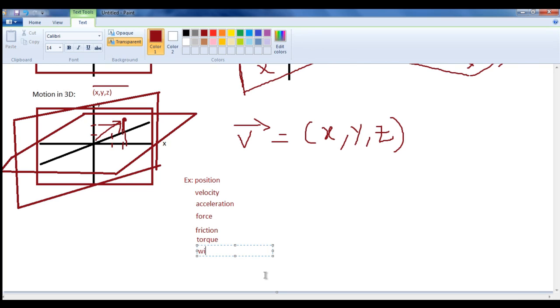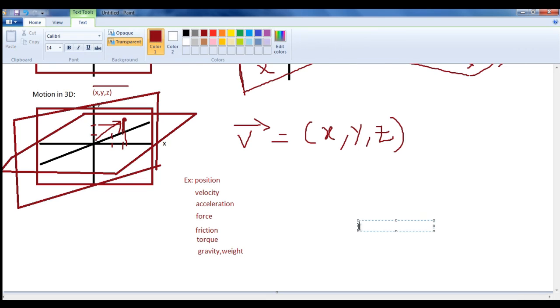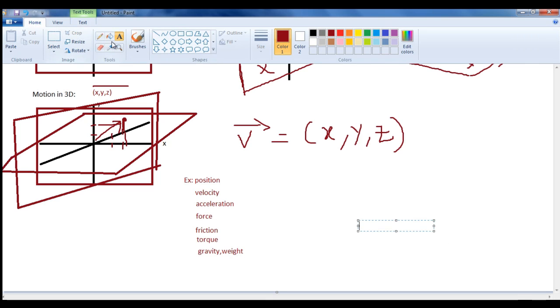Then weight or gravity. Gravity is an acceleration which we represent by using vectors. The weight of the object, that is also a kind of force, we represent by a vector. So these are a few of the most commonly found vectors I am just talking about.